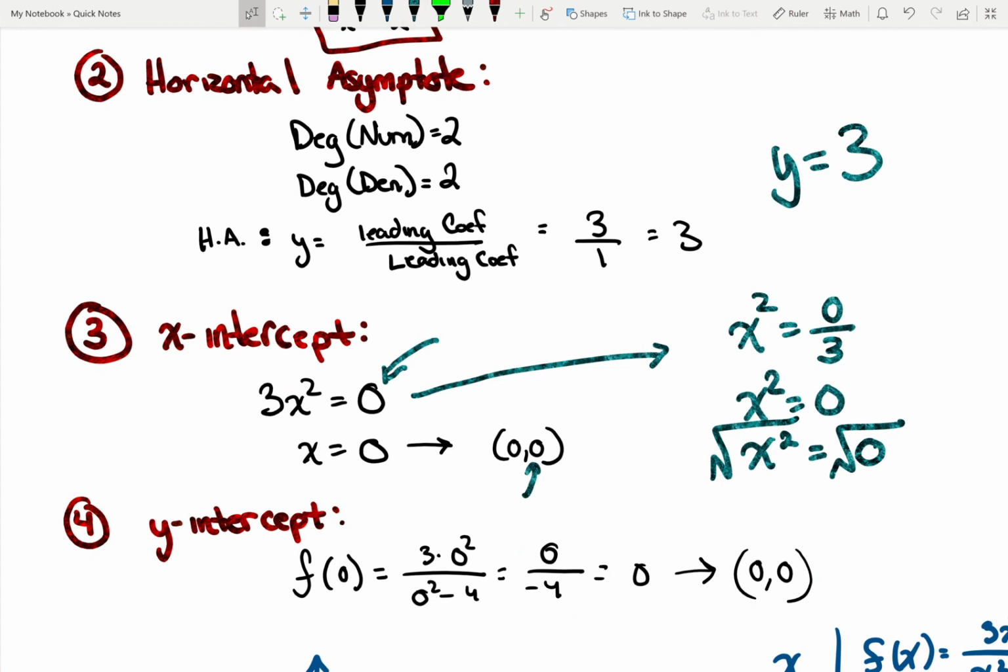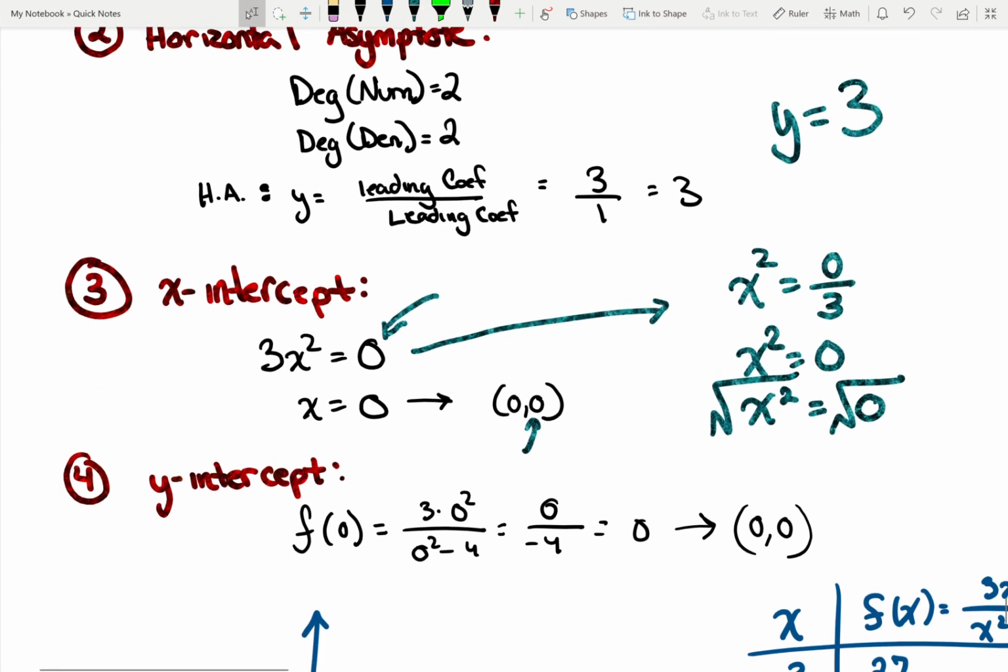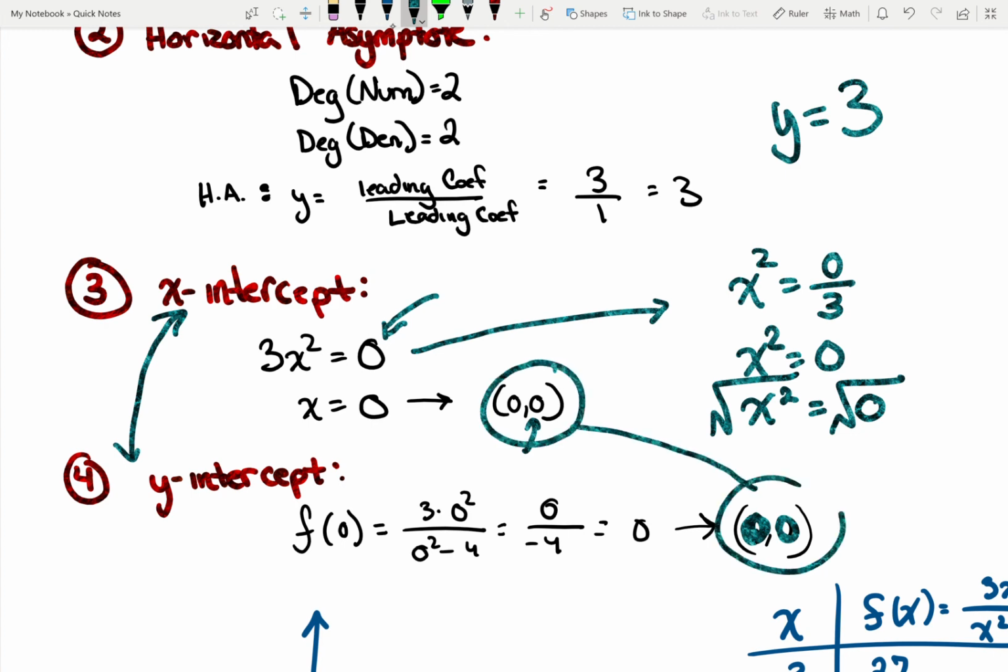The same thing will happen for the y-intercept. So for the y-intercept, we're going to plug in 0 for x. So when x is 0, what do we get? You do a bunch of algebra, and you find that y is also 0. So again, these two guys are saying the same thing. They're saying that your graph will cross through the origin because this occurred and this happened.